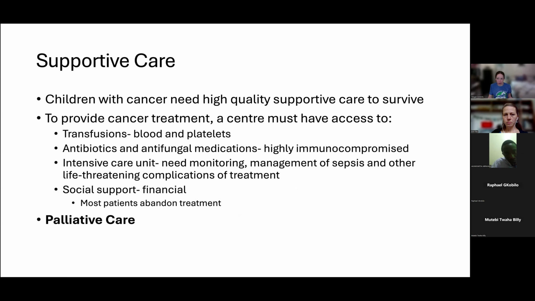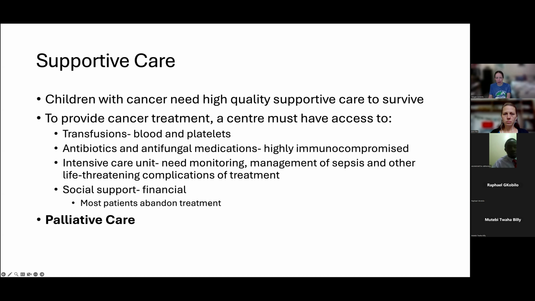They'll die of a need for a transfusion. They'll die of anemia or thrombocytopenia, bleeding, etc. You have to have antibiotics. You have to have very high, broad spectrum, strong antibiotics. You have to have antifungal medications, IV antifungals, because these children are highly immunocompromised when they are getting chemotherapy. You have to have an intensive care unit because you need to monitor them. You need to manage sepsis. You need to manage other life-threatening complications of treatment. And you must have social support, financial support, proper counseling, making sure they keep coming back.